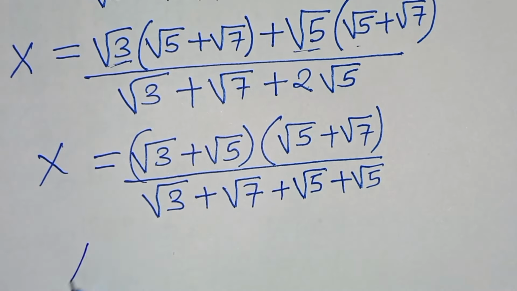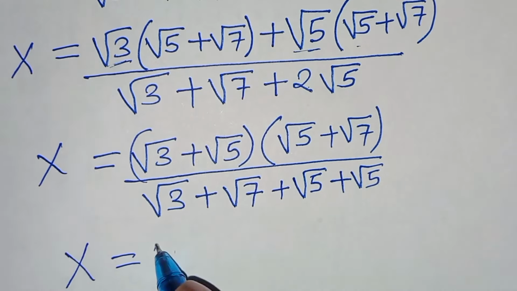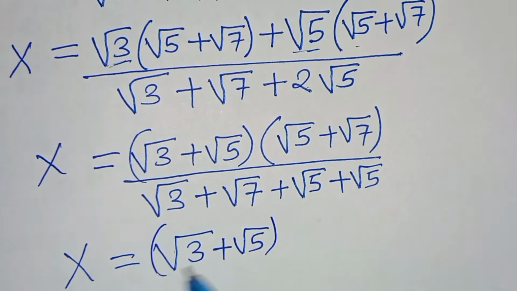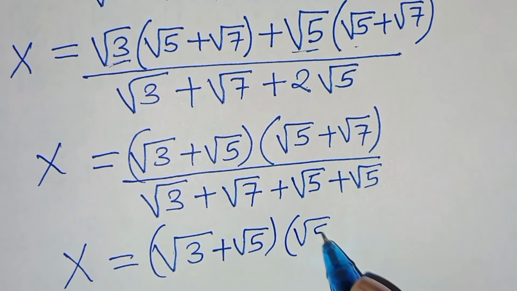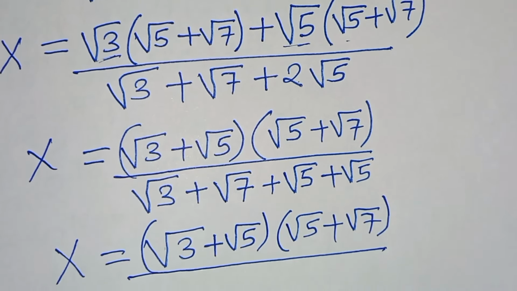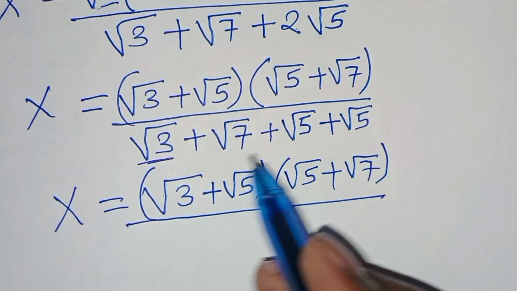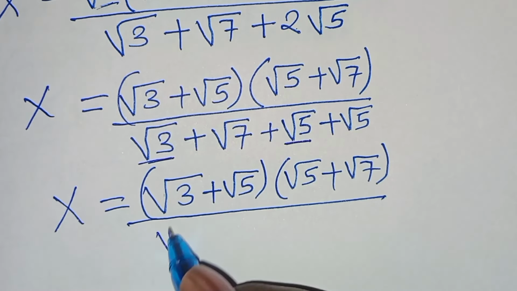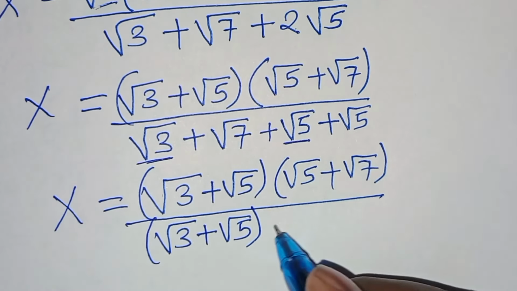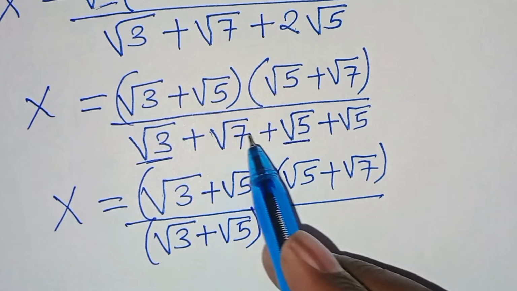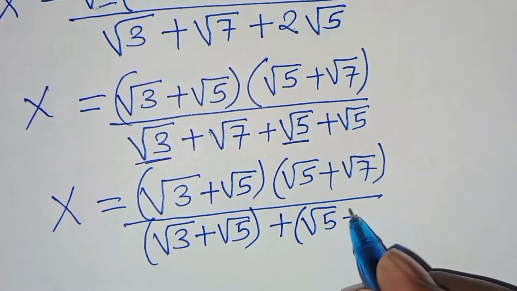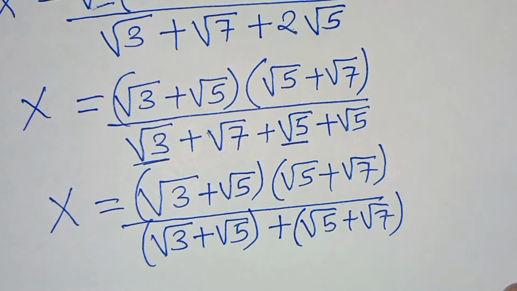So x will be equal to, in the numerator, square root of 3 plus square root of 5, close the bracket, and then square root of 5 plus square root of 7, close the bracket, and then divided by, now we have square root of 3 here and square root of 5, so we can have square root of 3 plus square root of 5, close the bracket, then plus we have square root of 7 here and square root of 5. So we can express this as square root of 5 plus square root of 7.